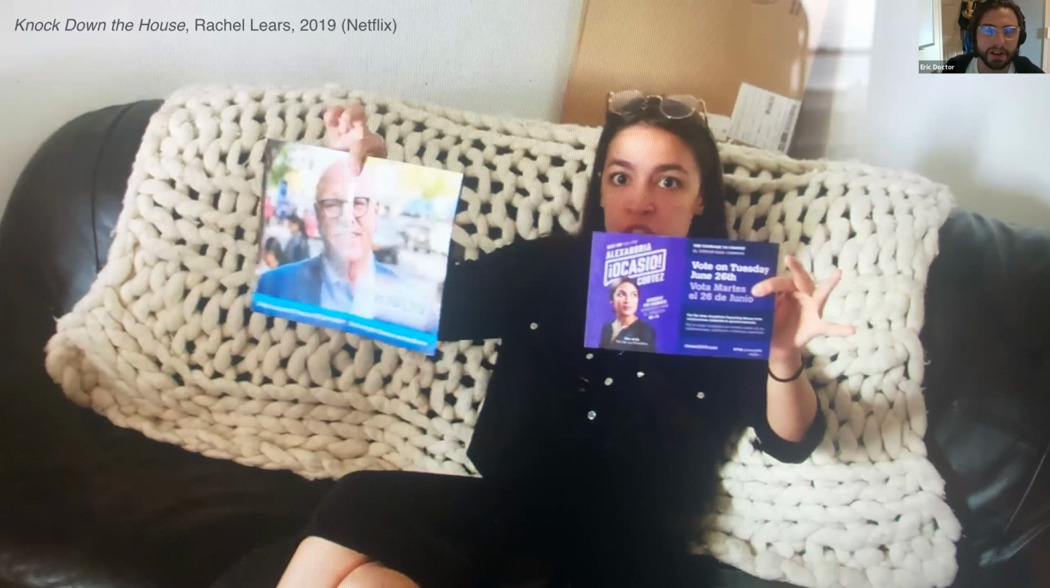It's very shiny, very glossy, not substantial at all, compared to hers, which has a clear call to action: vote on Tuesday, June 26th. And she says this is the difference between a consultant and an organizer. And this was my favorite scene in the movie because it's a scene that deals directly with design. Now, this scene deals with the functionality of design, but what we're going to talk about today is not the functionality of design, but the stories that are told with the way things look in a design.